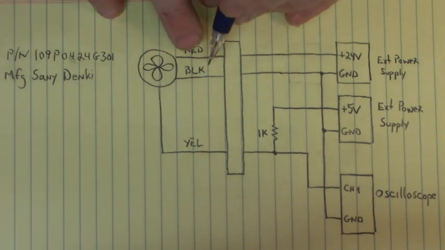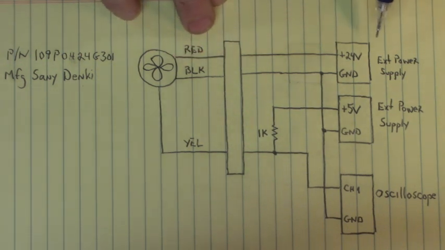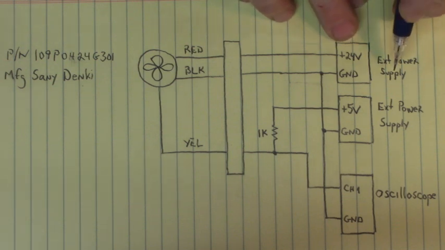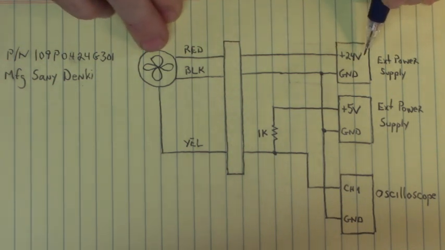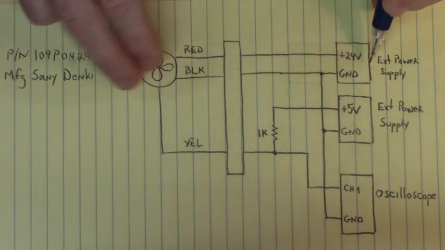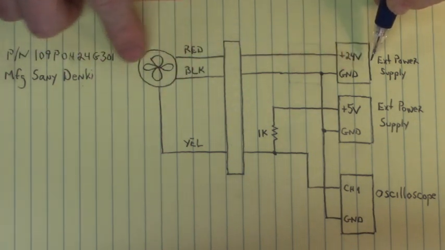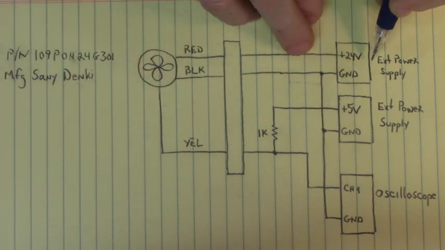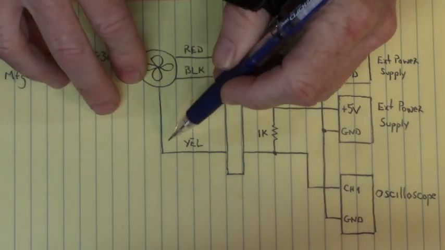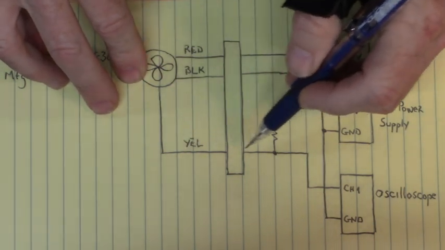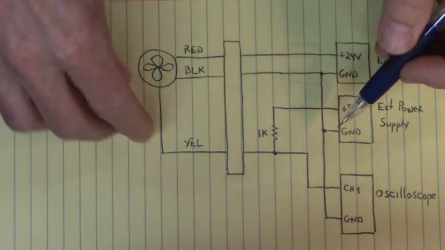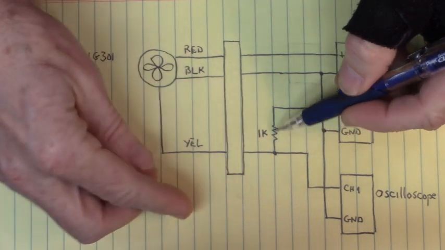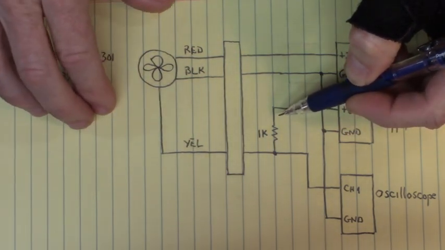Here's the red wire and the black wire. We're going to apply from an external power supply 24 volts to the red wire and ground to the black wire, and that will cause this fan to rotate. Now the yellow wire is the output of the fan indicating that the fan is either not running or running.